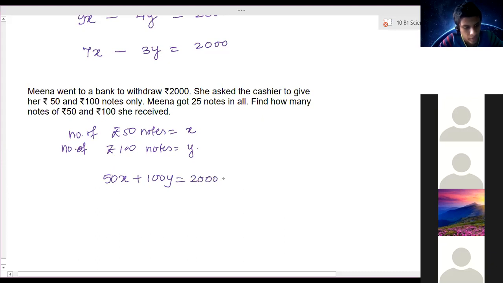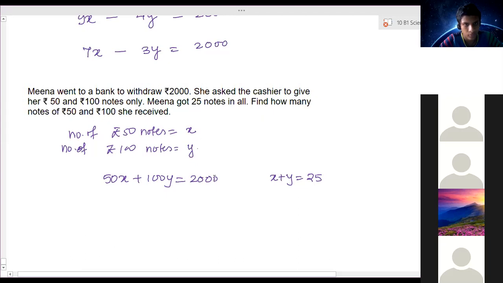Okay, that is the first equation. Then the second equation: X plus Y is equal to 25. Ma'am, because X and Y are the number of notes of 50 and 100, when you add, it's 25. Yes, the number of notes are X and Y and total notes are 25. So X plus Y is equal to 25. And the total cost is 2000. How do we find the cost? Number of 50 notes into 50, and 100 into Y. So the total sum is 2000.